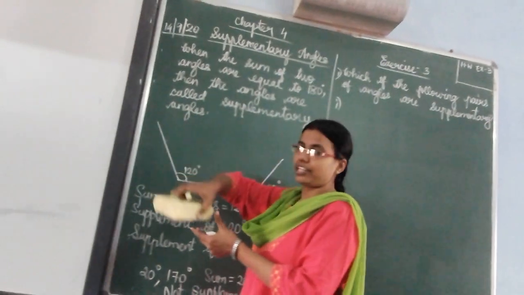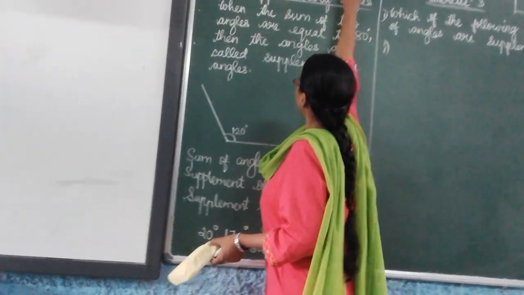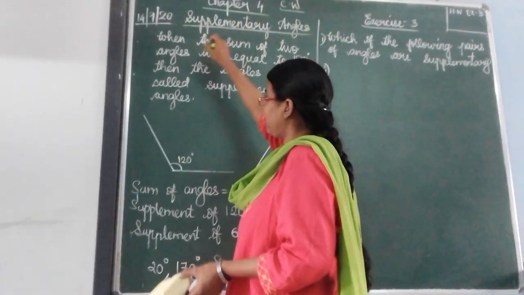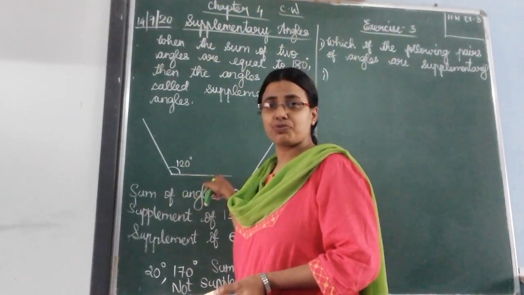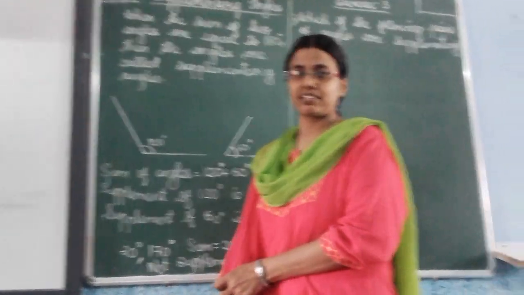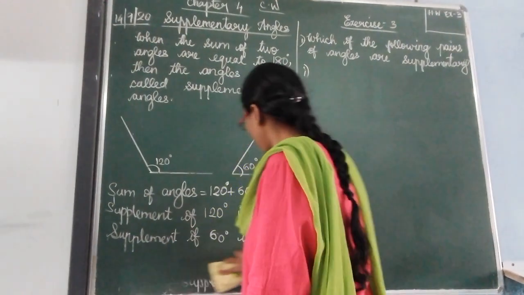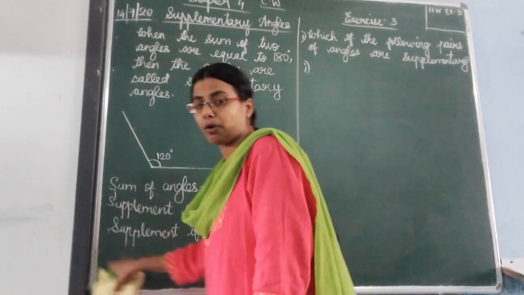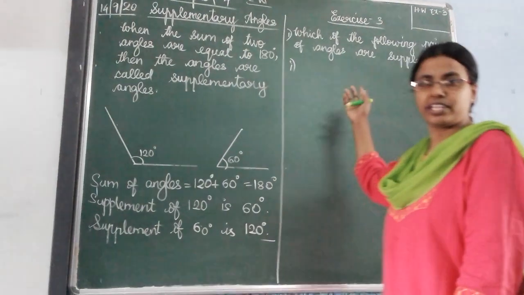So here you need to write today's date in your class workbook, write the heading supplementary angles, copy this, draw this figure using the scale, pencil, protractor. This should be copied in your class workbook. Once you have finished copying this, we will do the exercise too.